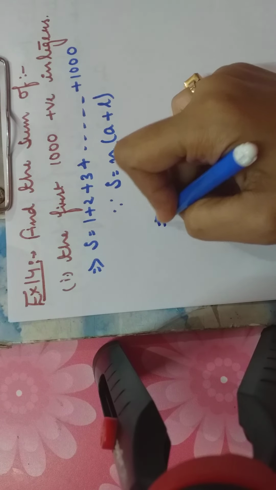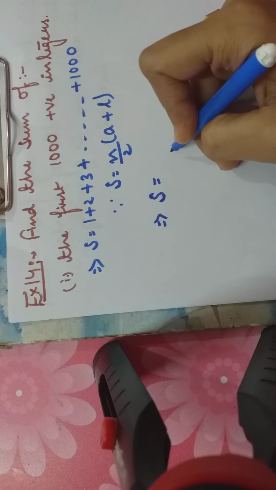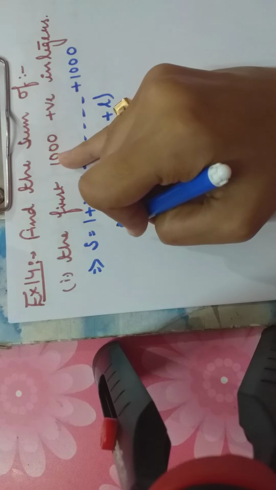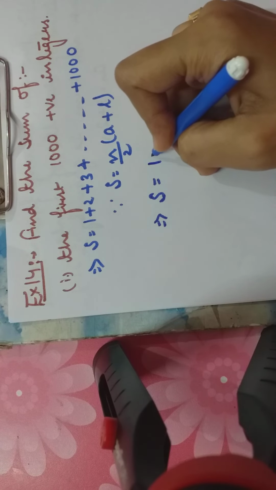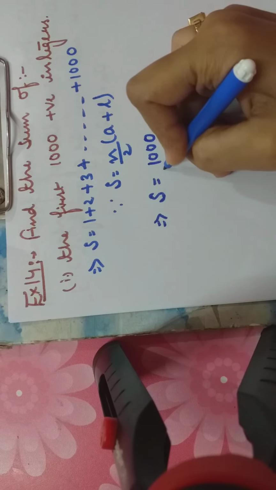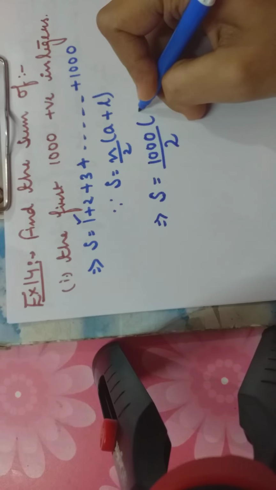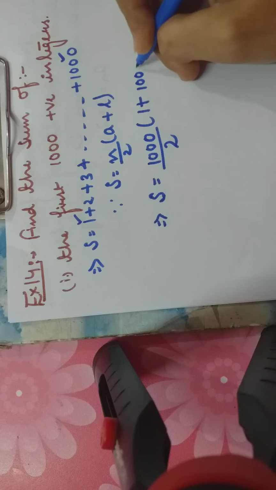We just have to put the values of n, a and l in their respective places to find the sum of 1000 positive integers. Since there are a total of 1000 positive integers whose sum we have to find, the n value here is 1000. So in place of n we will put 1000. So 1000/2 into (a, the first term, which is 1, plus l, the last term, which is 1000). So 1 + 1000.